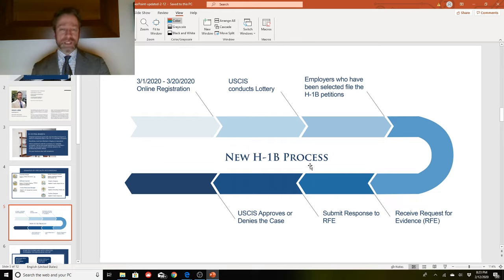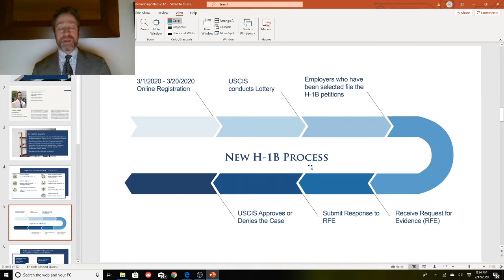Therefore, a lottery is conducted every year, starting on April 1st. Before, this was done by actually submitting a paper application and mailing it to USCIS. And USCIS then collected the applications and performed a lottery based on the actual applications that were received. Here, there will be a lottery online. Employers will register their employees online using a registration tool that will be operational from March 1st to March 20th. That is the online registration.